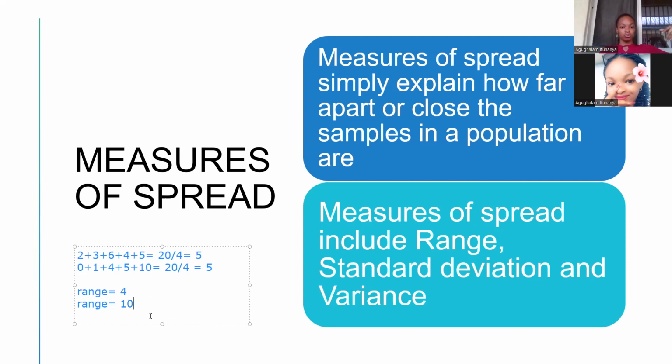Basically what I'm trying to convey is that when you're reporting your papers, it is good to report the range too, so that the reader has a mental picture of the spread of your data. Are they tightly packed or loosely packed?